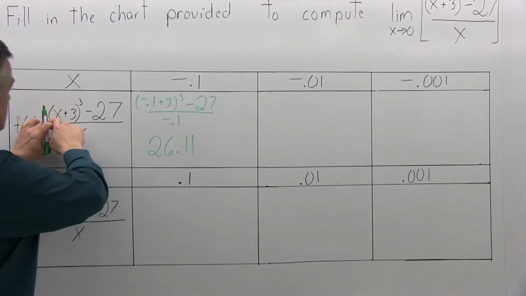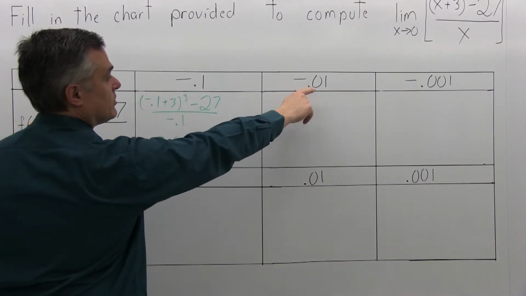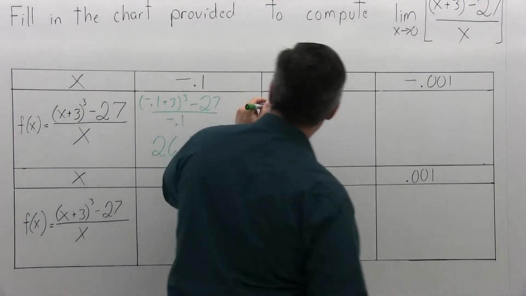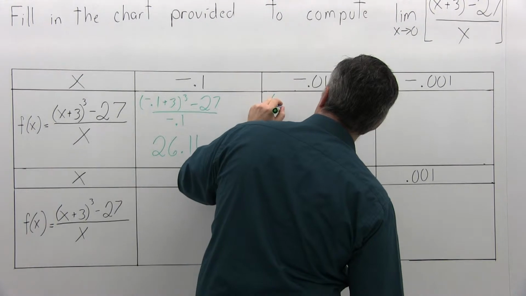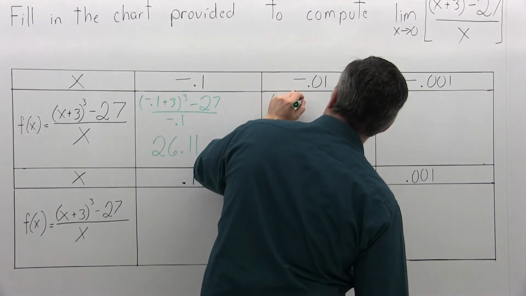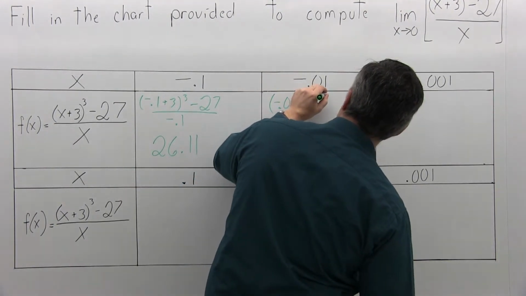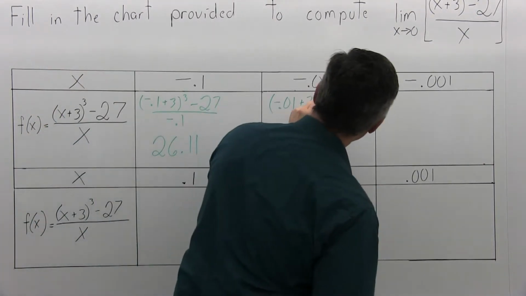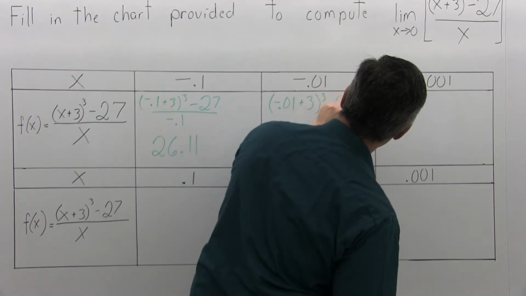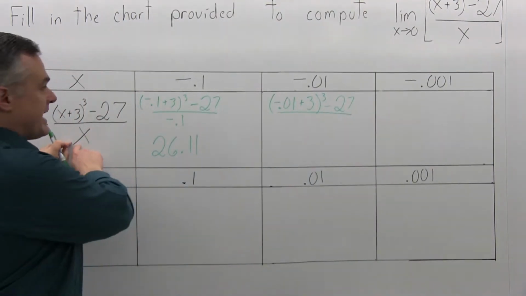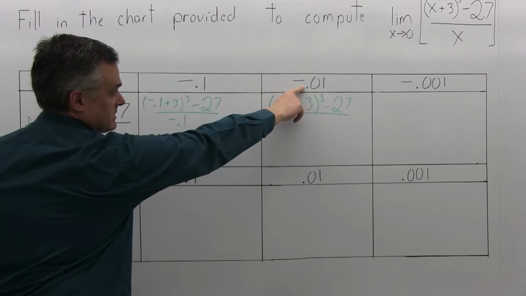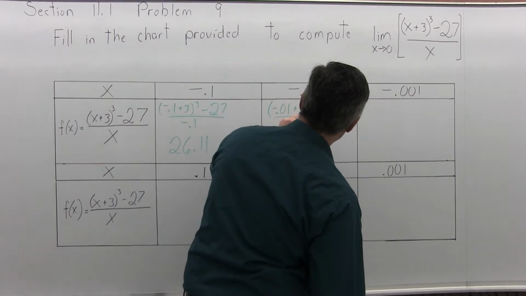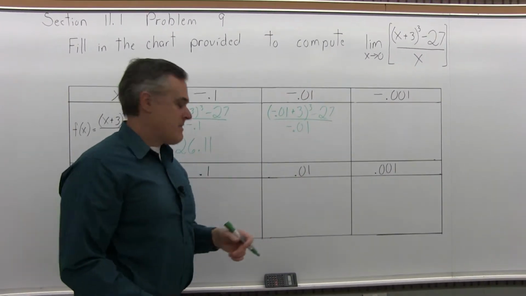So where I have an x, I'm going to put in a negative 0.01, do the math, and see what happens. So (x plus 3) to the third power is going to be negative 0.01 plus 3 to the third power. Going to subtract 27. There's an x in the denominator, so in this box, the value for x is negative 0.01. And now I have to do that math and compute it.